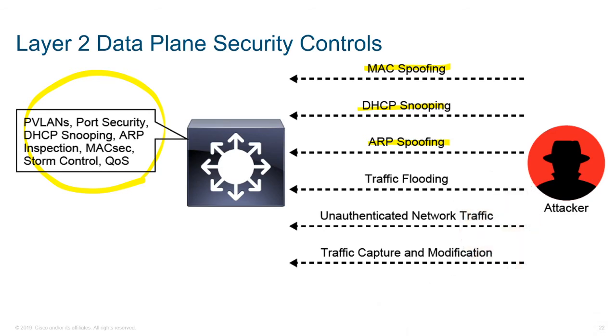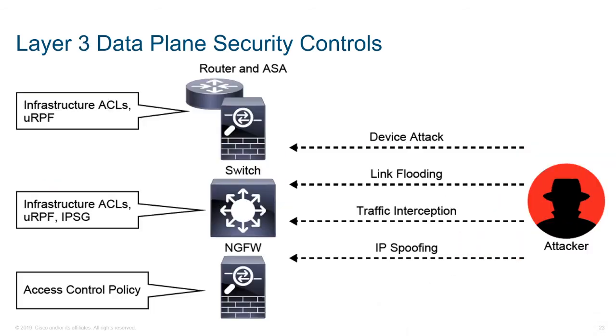But in addition to Layer 2, we do also have some Layer 3 data plane security controls that are going to help prevent against device attacks, link flooding, or any type of traffic interception. All the way over on the left, we can see an example of infrastructure ACLs. We'll be getting into those in a little more detail in a future topic.